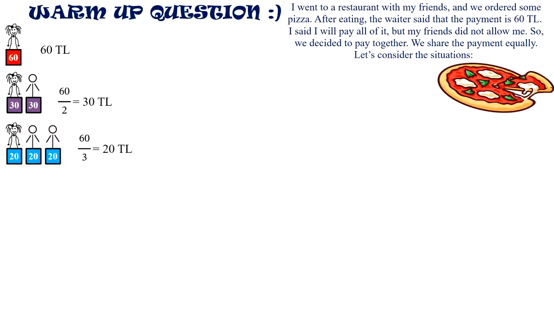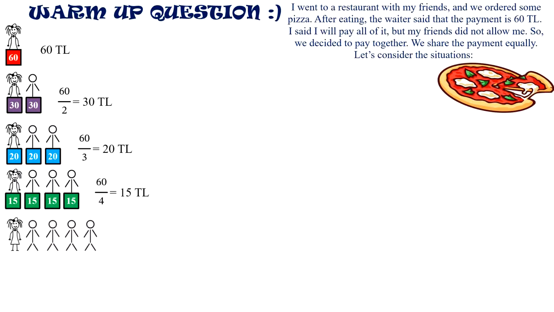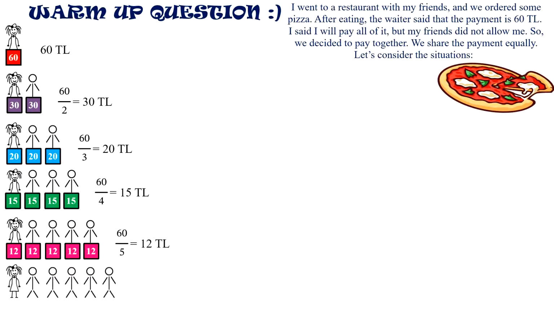Look at the other situations and find the amount paid by each person and continue with me. If me and three friends will pay, each of us will pay 15 liras. If me and four friends will pay, each of us will pay 12 liras. If me and five friends will pay, each of us will pay 10 liras.